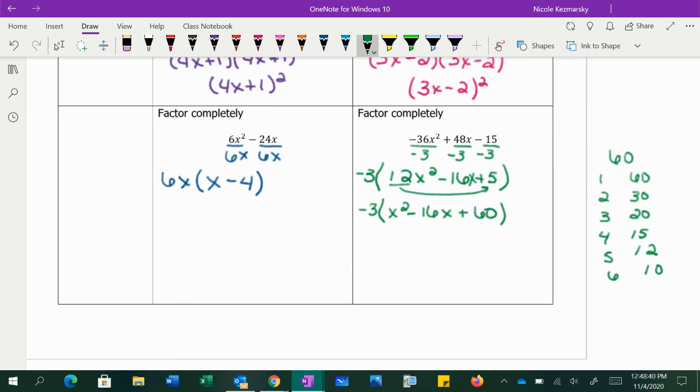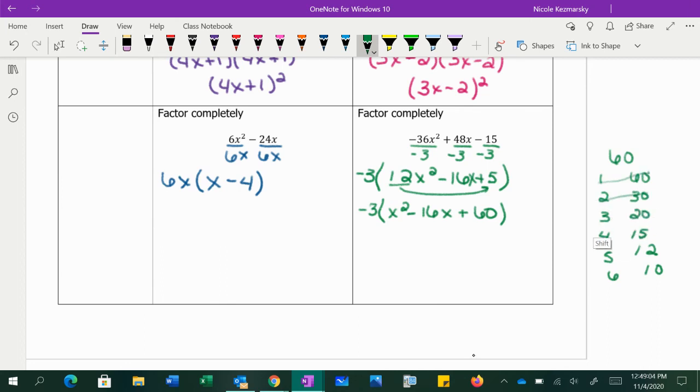60 divided by 6 is 10. I don't think 7 works. Let's try it. 60 divided by 7, nope. 60 divided by 8, nope. 60 divided by 9, nope. And then 60 divided by 10 we have. So there's our list. I need the pairs that are going to get me negative 16. So I start looking through the list and I say those are too far apart.